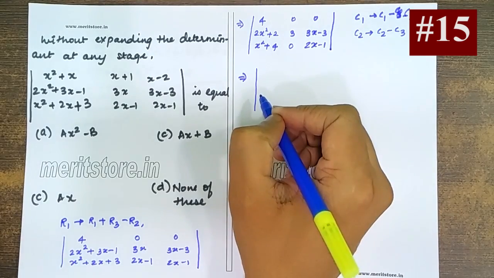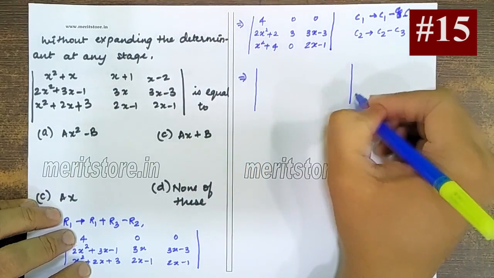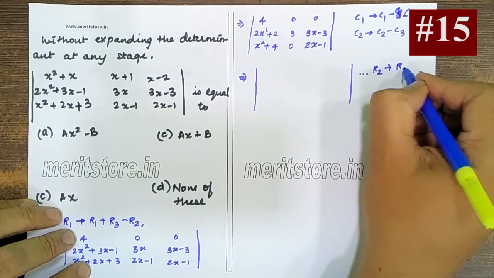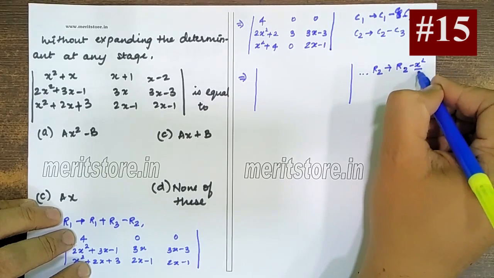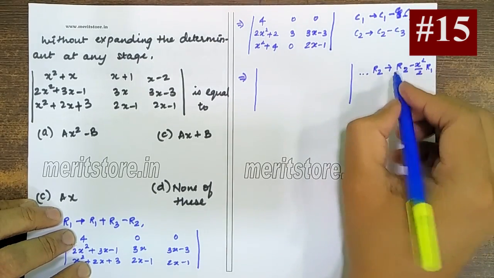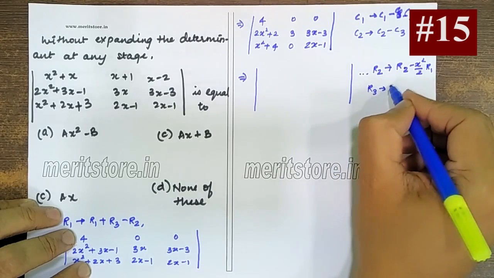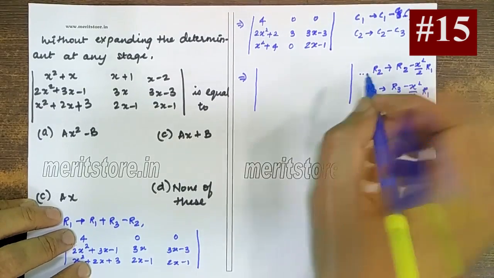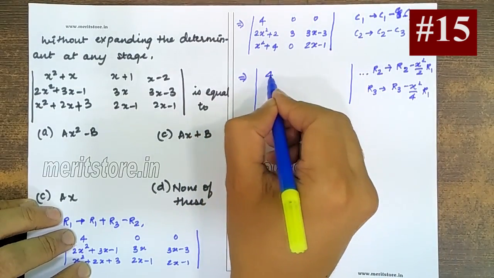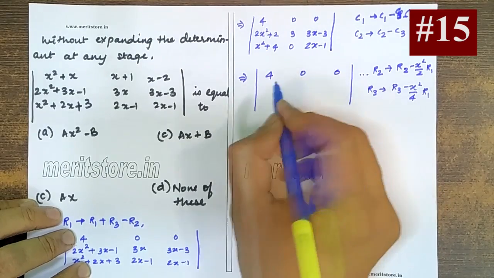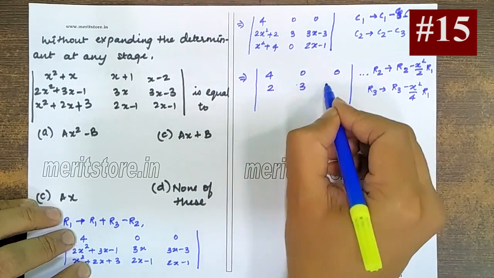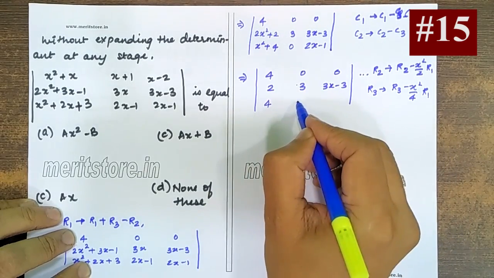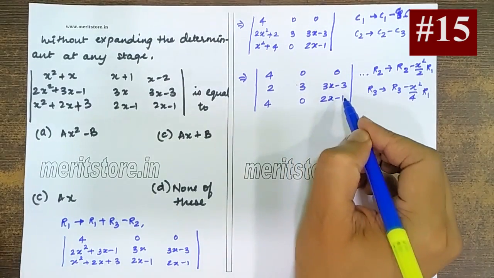Further, by changing now R2 to R2 minus x square by 2 times R1, and R3 to R3 minus x square by 4 R1. So by doing this operation, you will get 4, 0, 0, 2, 3, 3x minus 3, 4, 0, 2x minus 1.